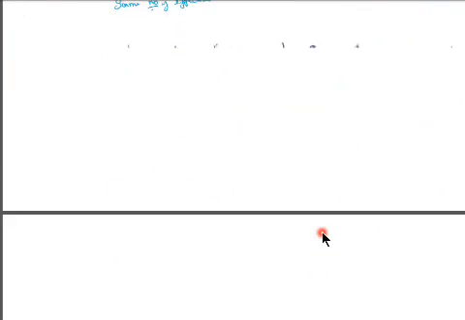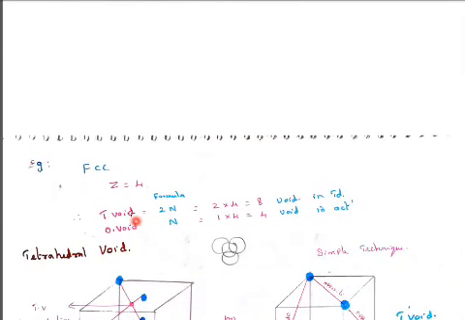Let us see one example. For FCC, Z equals n, the number of atoms present per unit cell. The tetrahedral void is 2n formula, the octahedral void is 1n formula. With effective atoms 4, 2 into 4, 8 voids are present as tetrahedral. So tetrahedral voids are 8, and octahedral voids are 4.